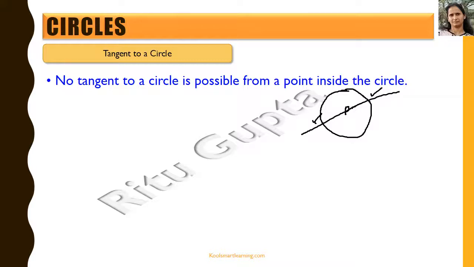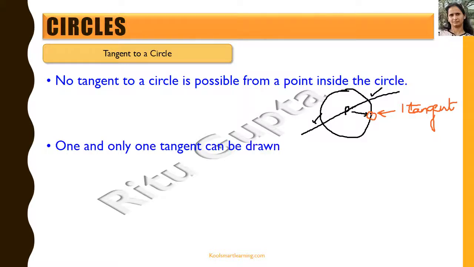So a tangent will be only possible if we have this point move to a point on the circle. Which we've already discussed, that if we have a point on the circle, we can have only one tangent. If the point is inside the circle, we cannot have any tangent to the circle from that point.